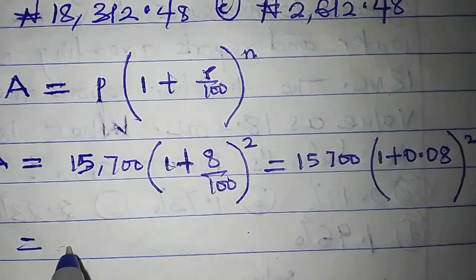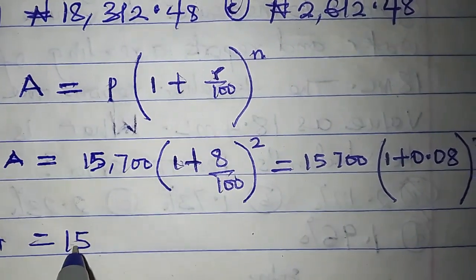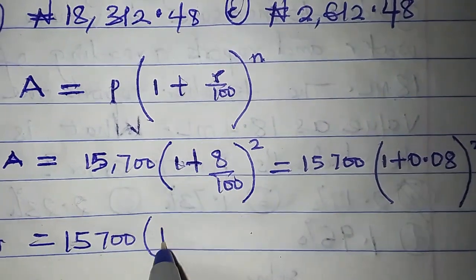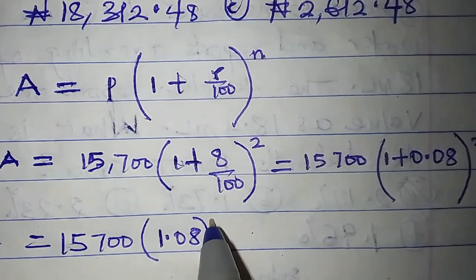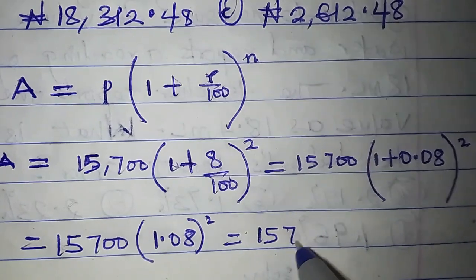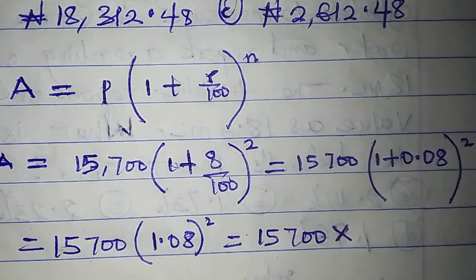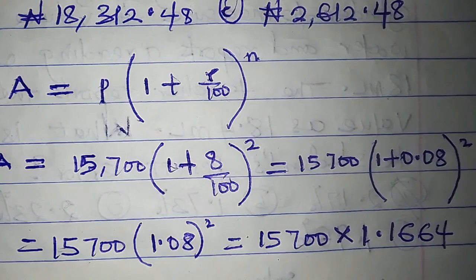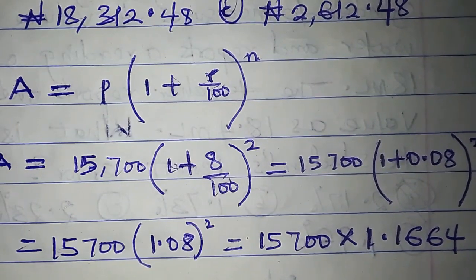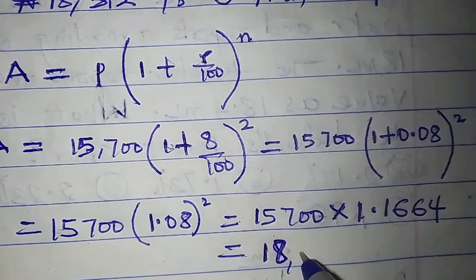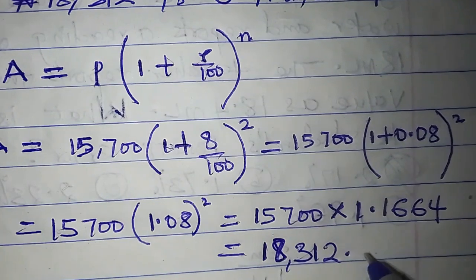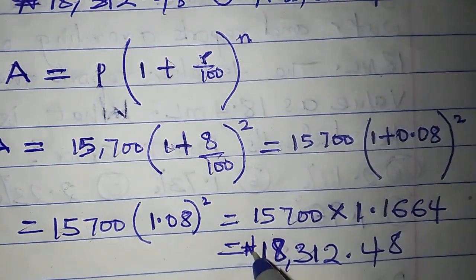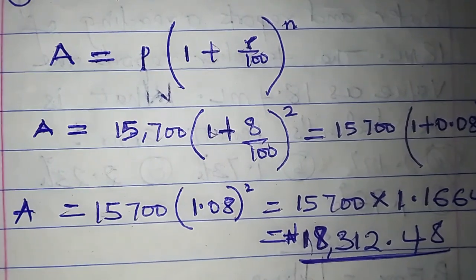So the amount is equal to 15,700 times 1.08 raised to the power of 2. 1.08 to the power of 2 is 1.1664. So multiply this by 15,700, and we get 18,312.48 naira. So this is the amount after 2 years.